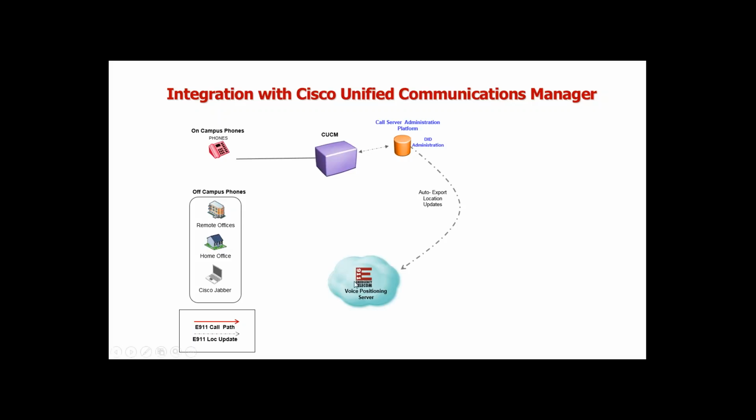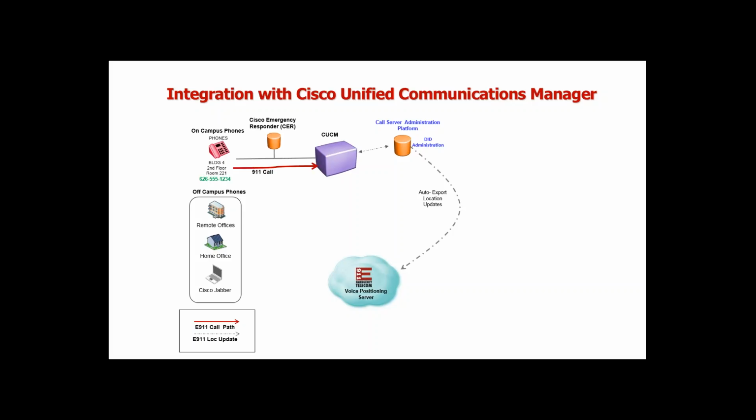We will take that information and populate the ELIN and ERL information into our voice positioning center. So once that information is populated, the only time we really have to update the 911 database is if you had a brand new ERL or physical location that you want to add to the database. So there's nothing to really update once you implement this, unless you add a new location. So we have the information in our voice positioning center. We have the ELIN and we have the ERL.